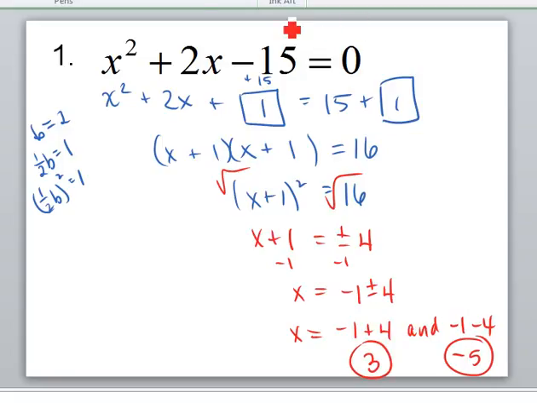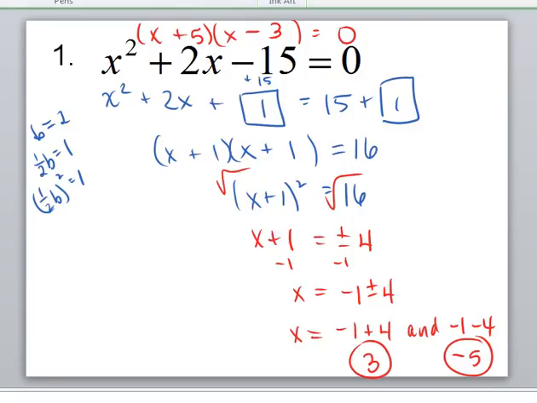One of the things I want to mention to you in this video is how I would not have solved this using completing the square. I would have simply factored this. It's much easier to factor this to come up with your answers. Notice how you still get negative 5 and positive 3. It's a lot less work.